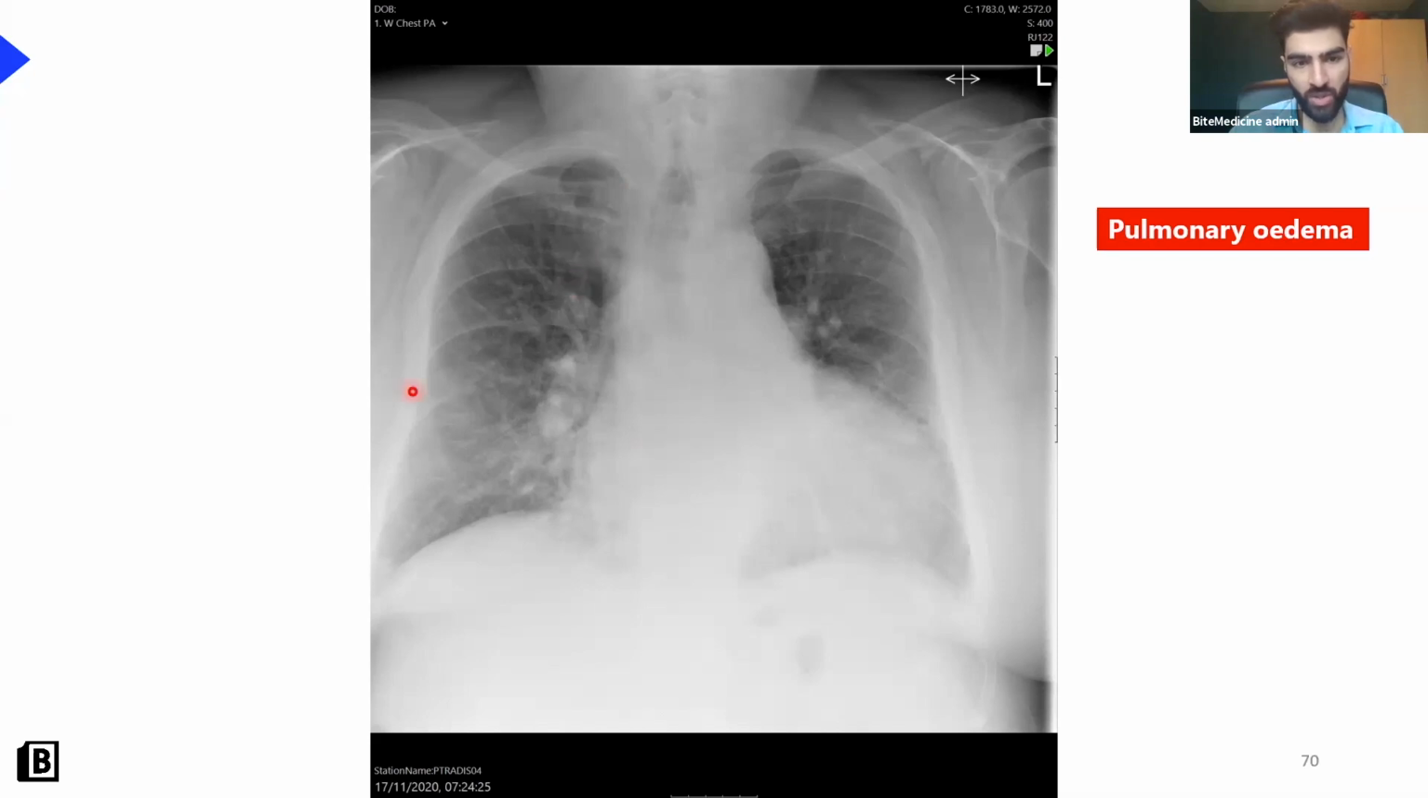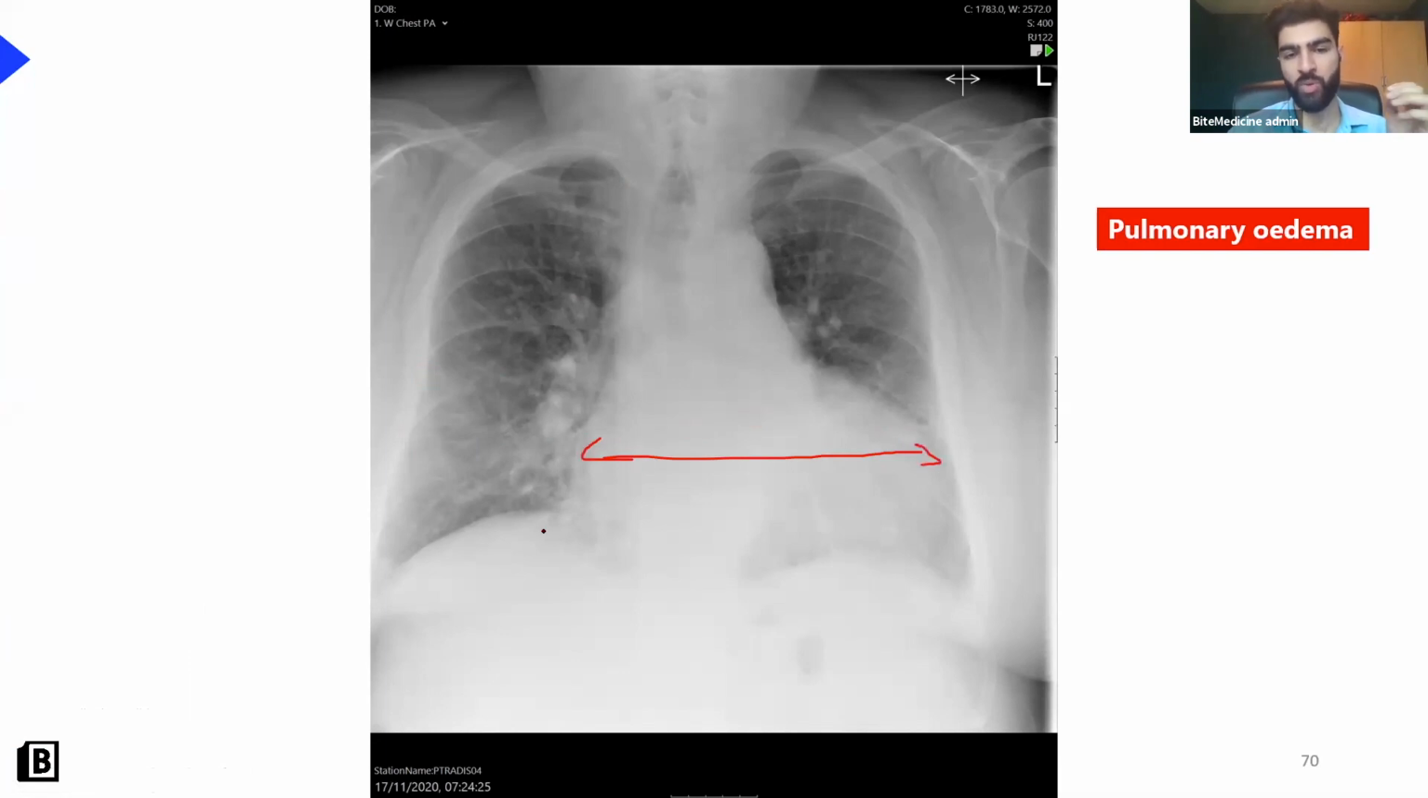You can see septal lines if you look very carefully, or curly B lines. Sorry, they're called septal lines as well. Although this is a PA film, the heart looks enlarged, the heart's massive. This is all in keeping with pulmonary edema. So look how big that heart is.